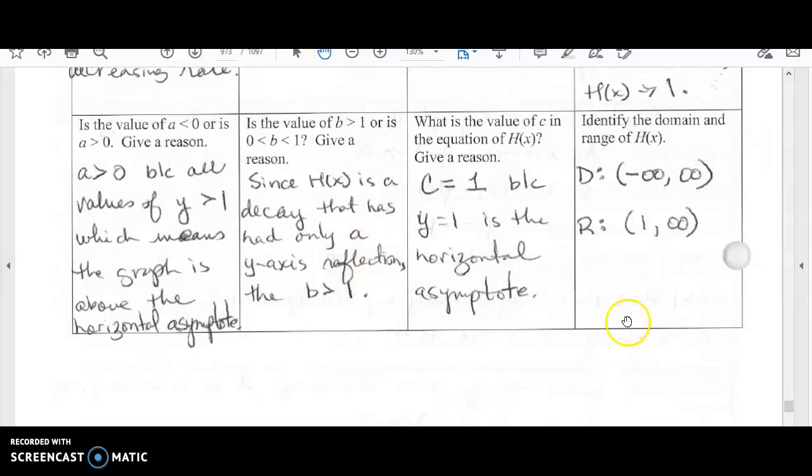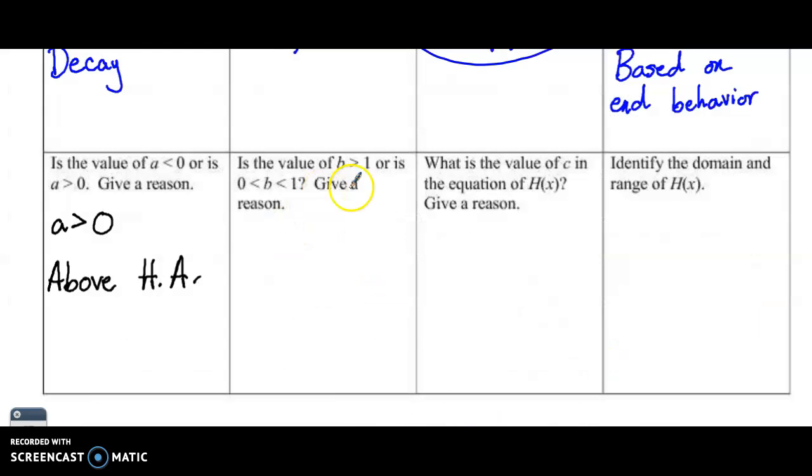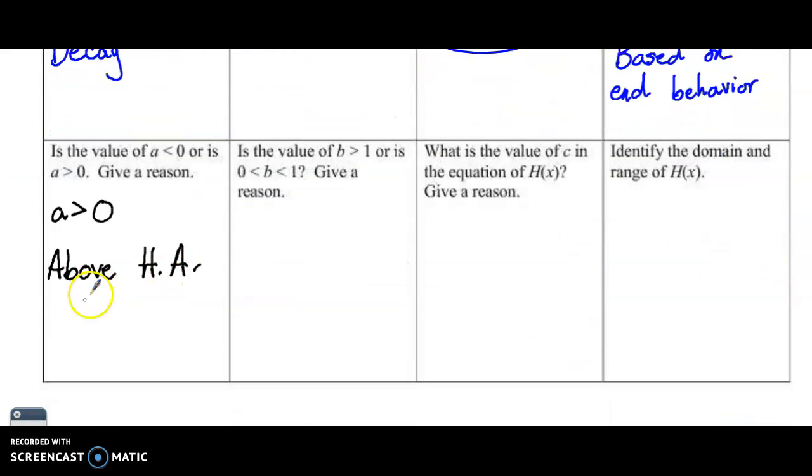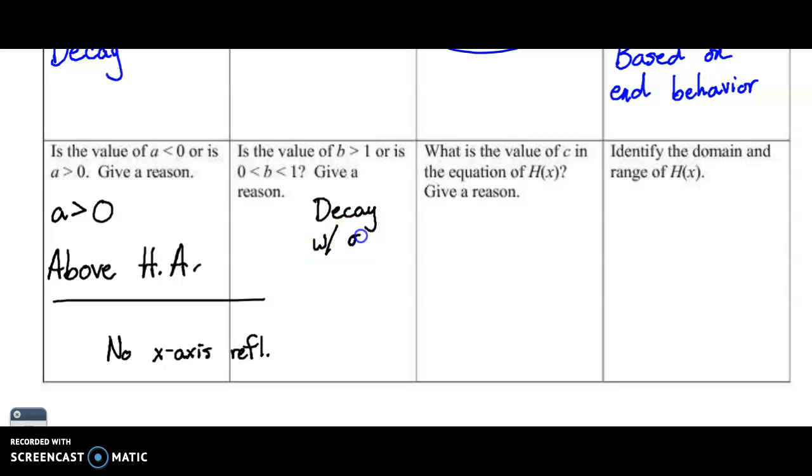And you could hit pause on the video and copy the rest of these down, but I'm going to explain the rest of it. So what do we have? We have a y-axis reflection here. We have a decay, and we're above the horizontal asymptote, so there's no x-axis reflection. So if we have decay, so I'll write down the reason first, with 1 reflection, that's telling me that that base must be greater than 1. Because that's the only way to have decay with 1 reflection is with a base that's larger than 1. So there's your reason, and there's your answer.